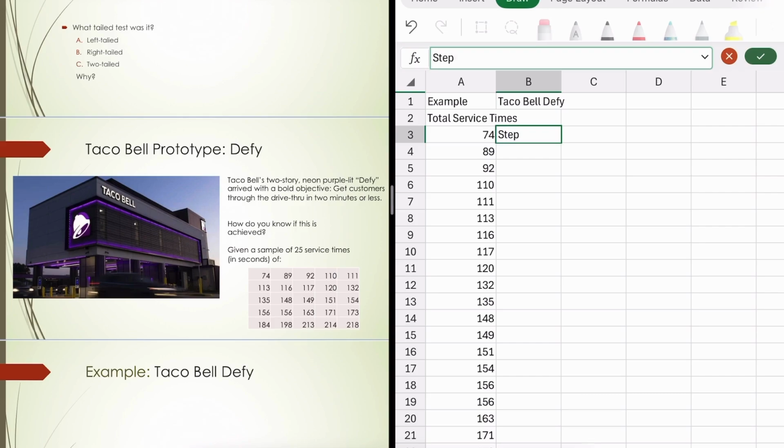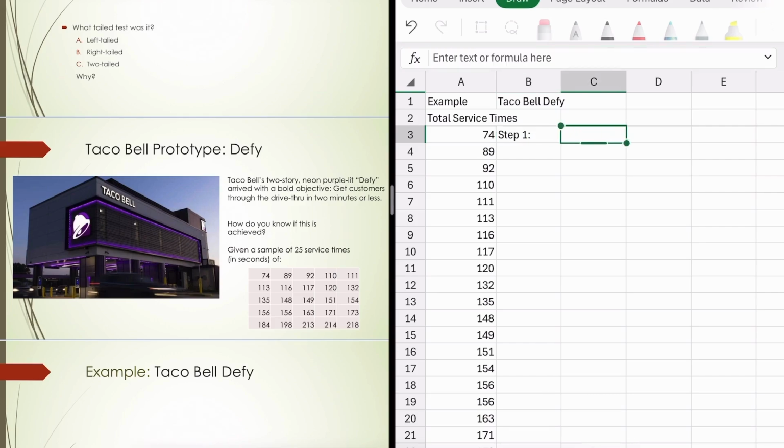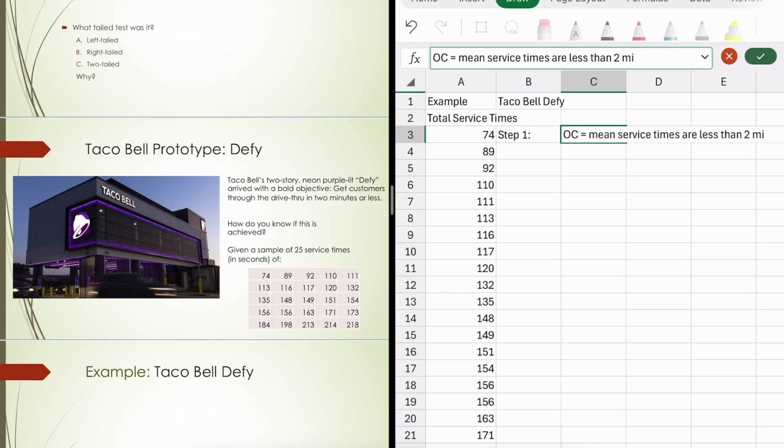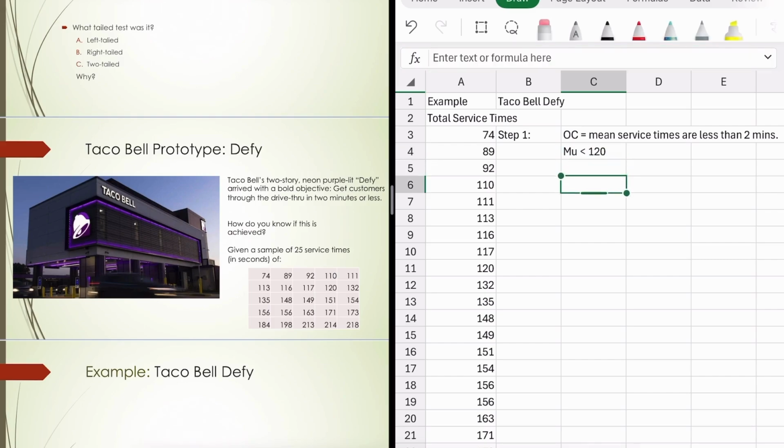Step 1 is to identify the original claim. The original claim is that the mean service time is less than 2 minutes. So mu is the population mean, and mu is less than 2 minutes. I'm going to put everything in seconds because all my data is in seconds, so 120 seconds. So mu is less than 120.